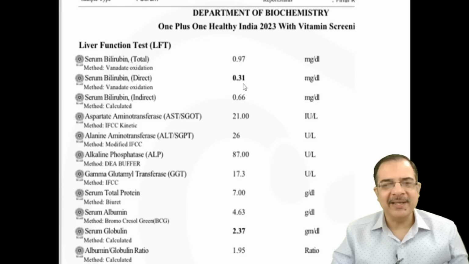So this is a case of direct high bilirubin level, and you can see liver enzymes AST, ALT, ALP are all normal. So most likely the patient has direct high bilirubin level due to Dubin-Johnson syndrome or Rotor syndrome.